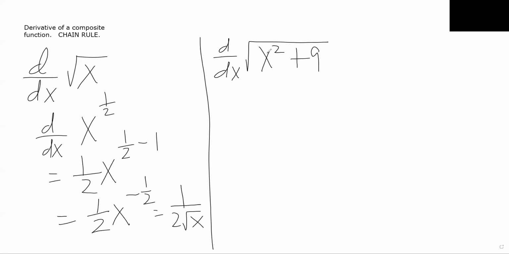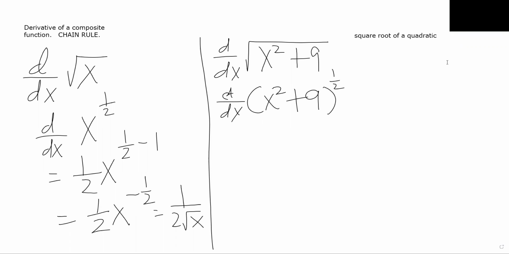That is an example of a composite function. Yeah, this is the square root of a quadratic. So when you have a square root of a quadratic, you not only have to consider the derivative of the square root, you also have to consider that the function within the square root has its own derivative, and you have to multiply by that derivative. So in this particular example, you're still going to go through the same process as before. You're going to rewrite the expression as x squared plus 9 to the 1/2.